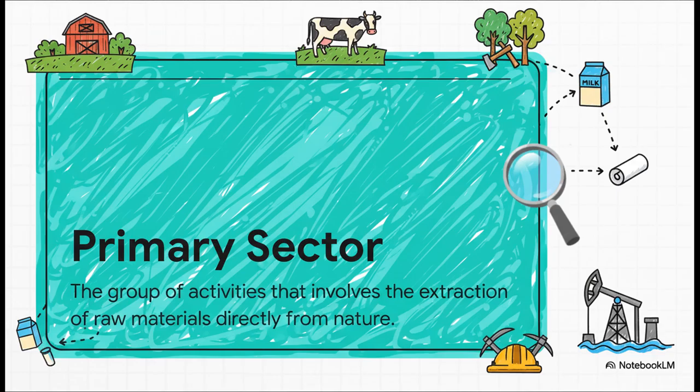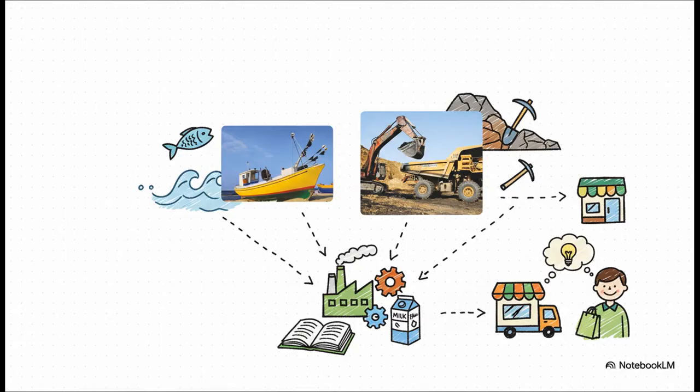Now, primary means first, right? So this is the very first step. This sector is all about getting things directly from our Mother Nature. Think of it like this. If you can grow it, fish it, or dig it out of the ground, it's a primary activity. And here are two perfect examples.